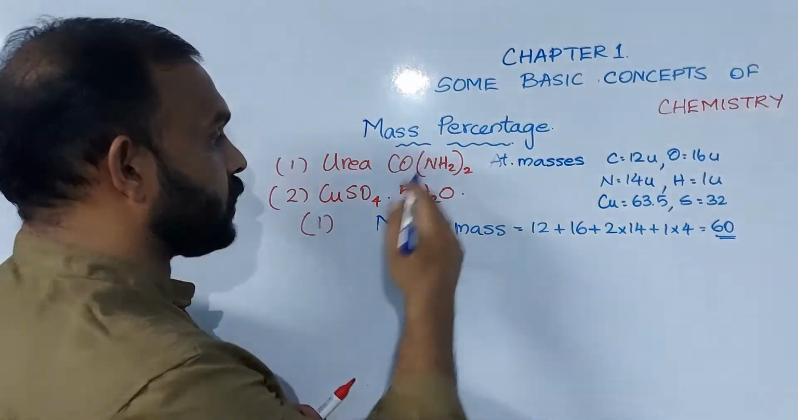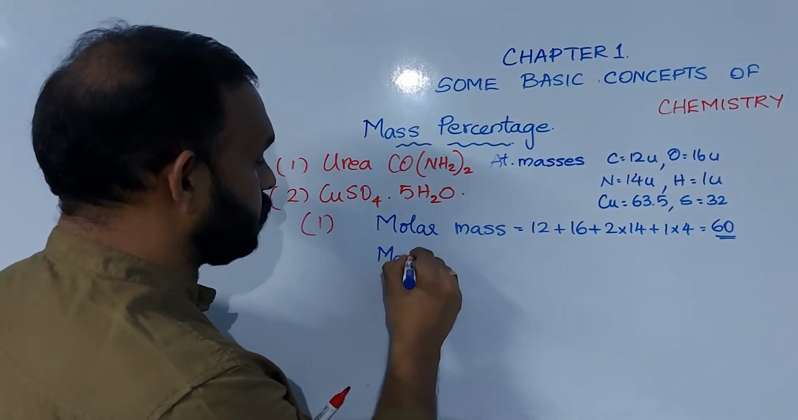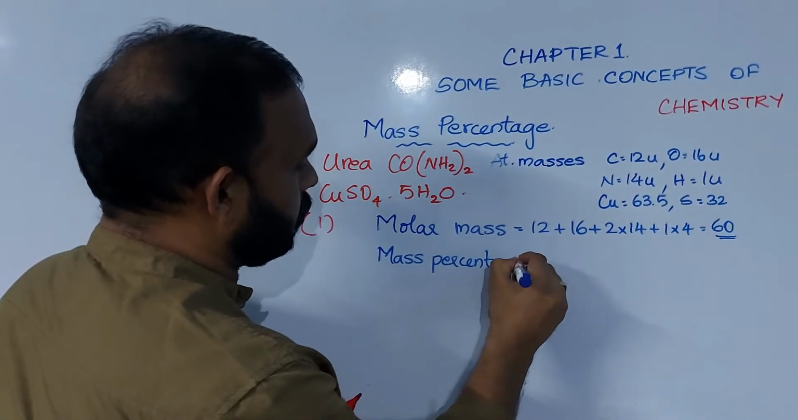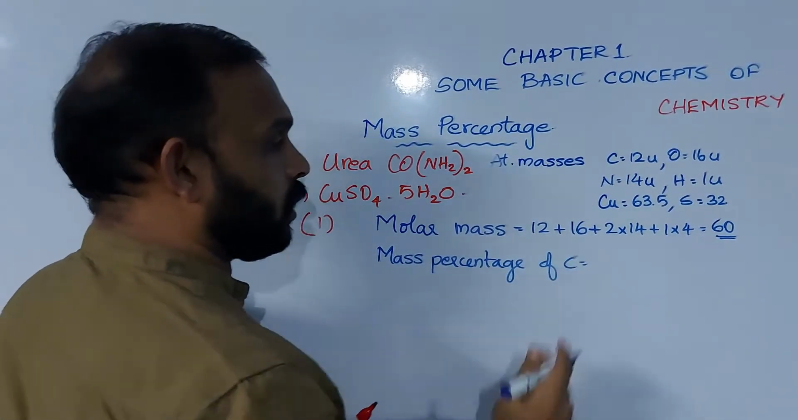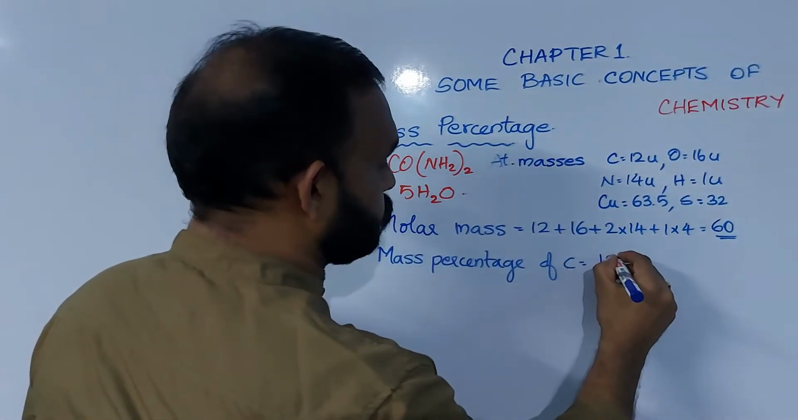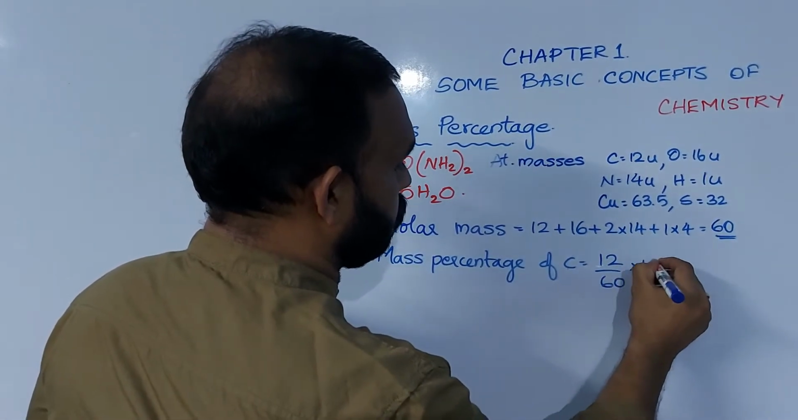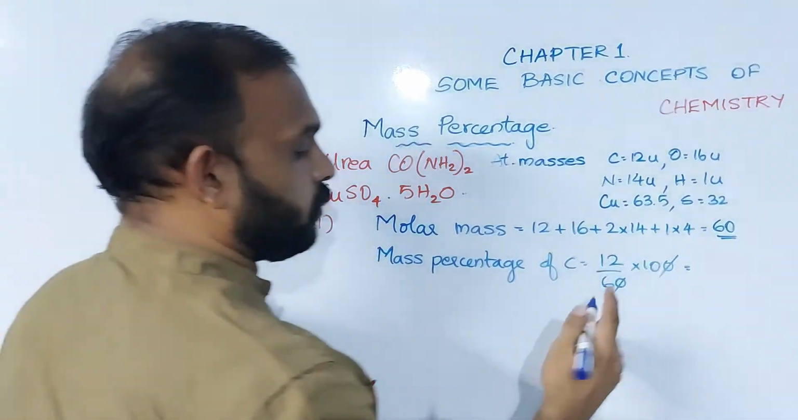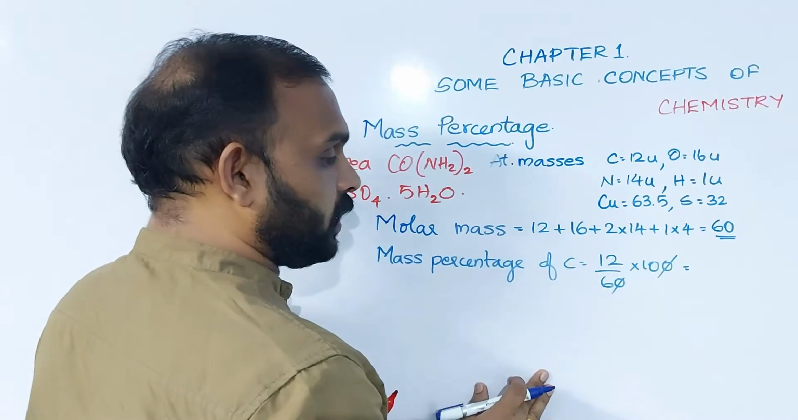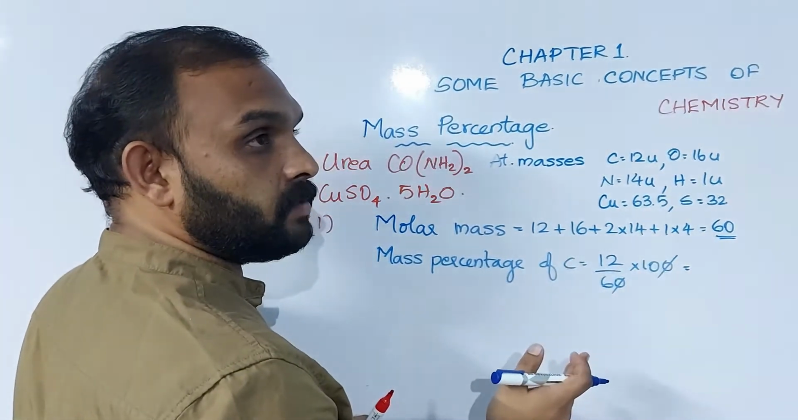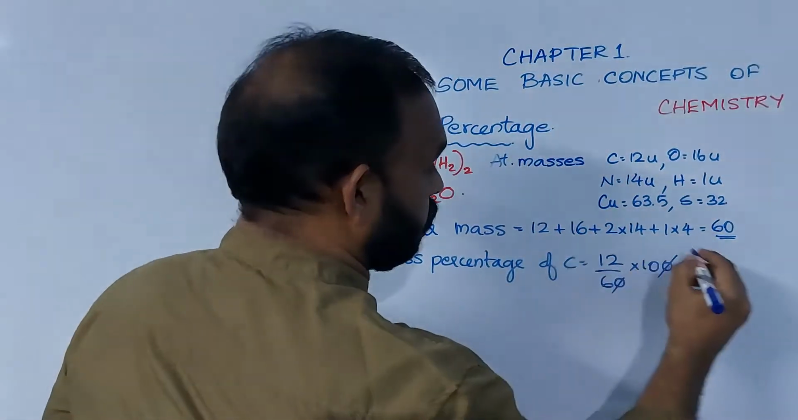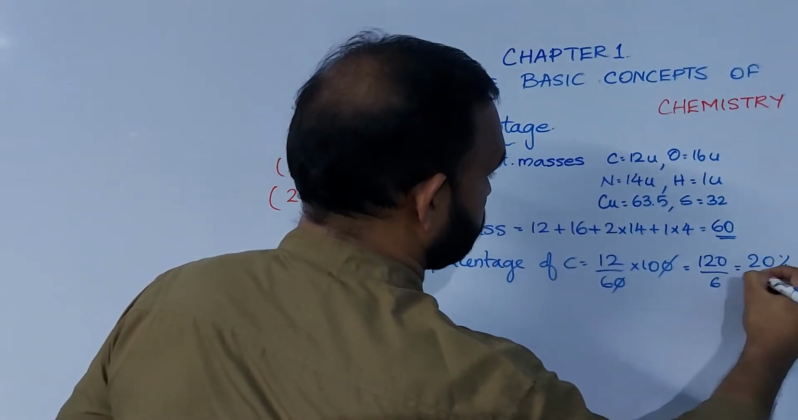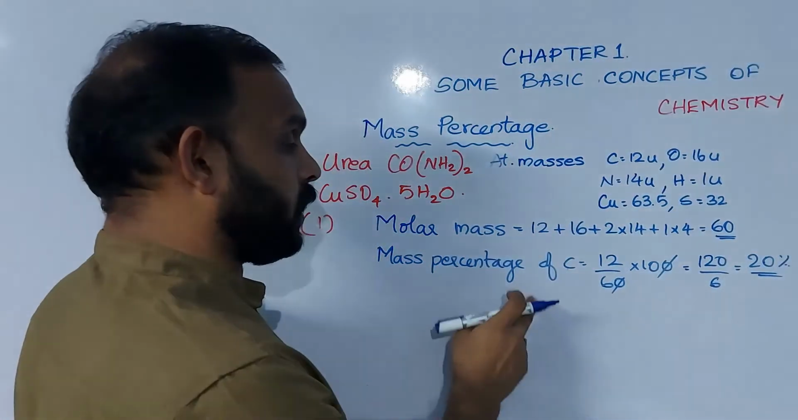Now we will start finding out the mass percentage of each component. First of all, mass percentage of carbon is equal to, how many carbon atoms are there? Only one. So it is 12 upon 60 into 100. It's a very easy task. We have 120 upon 6. 120 divided by 6 will become 20 percent. So we have 20 percent of carbon.